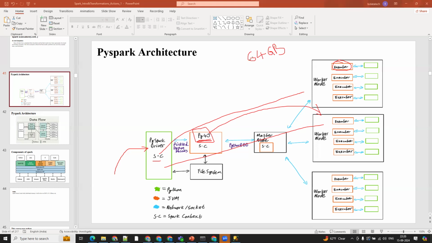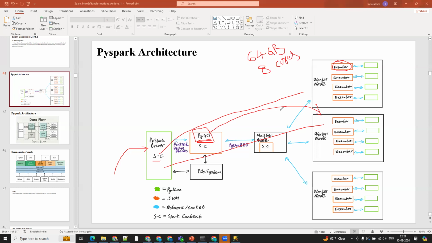Because everything is processed by RAM, not by the hard disk. Of course, hard disk also we use, but not regularly. Mostly in 99% of the cases we use RAM only. Consider my worker node has 64 GB and it has 8 cores, an octa-core system. This is the configuration of each worker node.